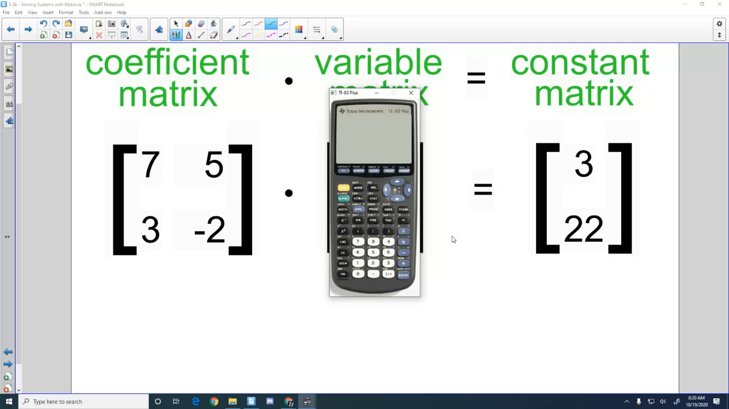Now go back to the matrix menu, so second matrix. Go over to edit and go down to matrix B now. Anyone else? We're doing okay? Got it? Good?